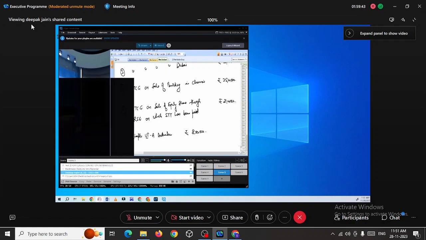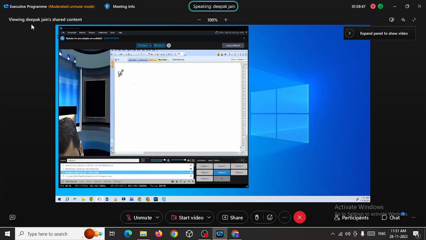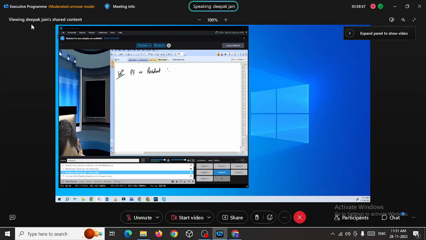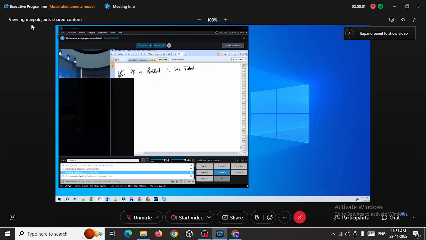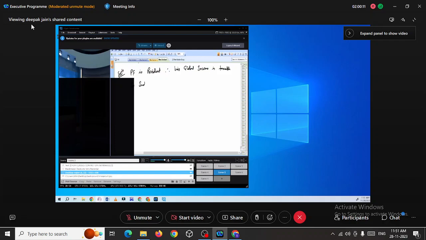Good. So, do let me know each and every income. Assessee is resident. Partnership firm is resident. Therefore, its global income is taxable in India.